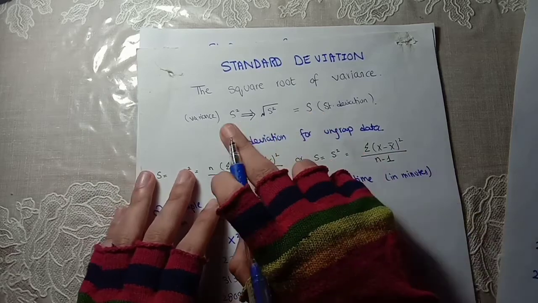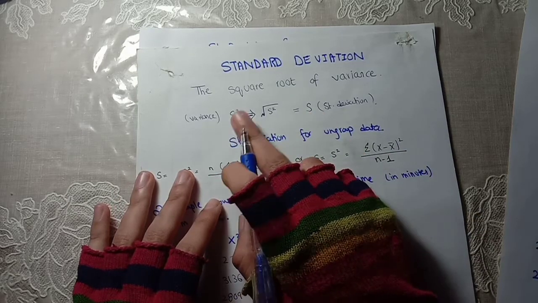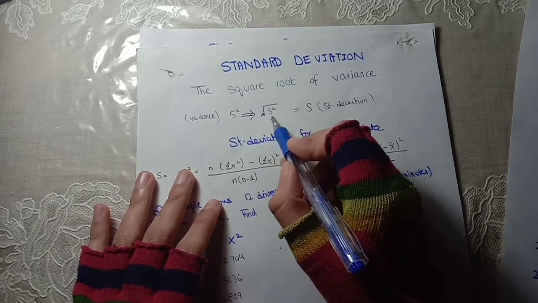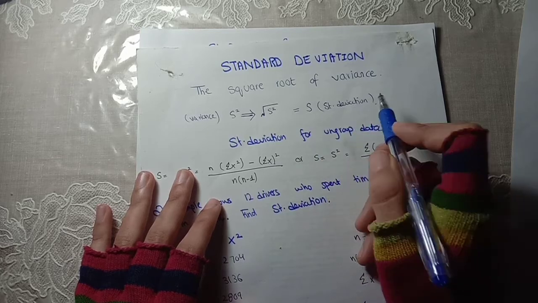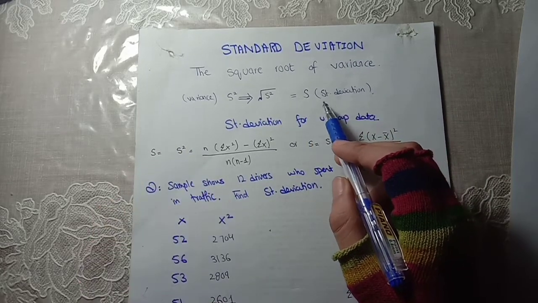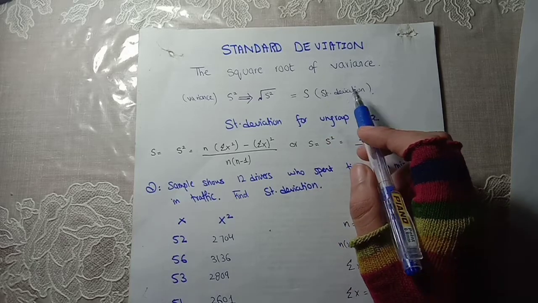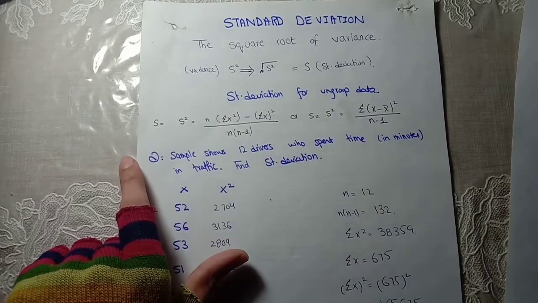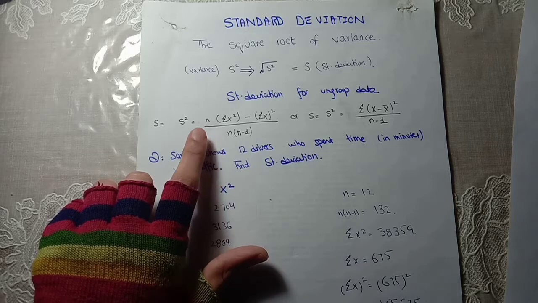So the variance is denoted by s square. If we simply take the square root of that value, we get the standard deviation. And if we are given the standard deviation and we take the square of it, then we will get the variance. Now let us discuss the standard deviation for ungrouped data.